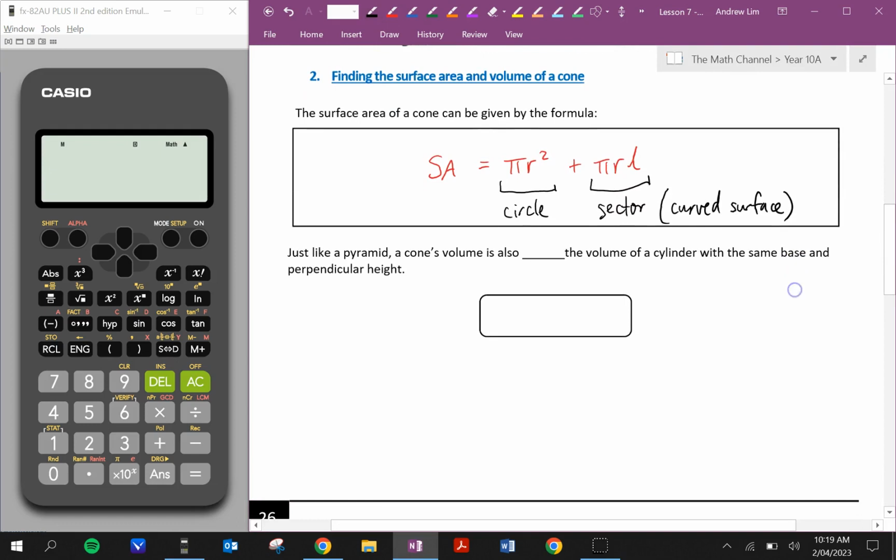Now, just like a pyramid, a cone's volume is also 1/3 the volume of a cylinder with the same base and perpendicular height. So for a pyramid, it's 1/3 the volume of the prism with the same base and perpendicular height. For a cone, it's 1/3 of the volume of a cylinder with the same base and perpendicular height. So what does that look like as a formula? 1/3. Well, what's the area of the base? The base is a circle. So the area of a circle is pi r squared. We're going to times it by the perpendicular height of the cone. So 1/3 pi r squared h.